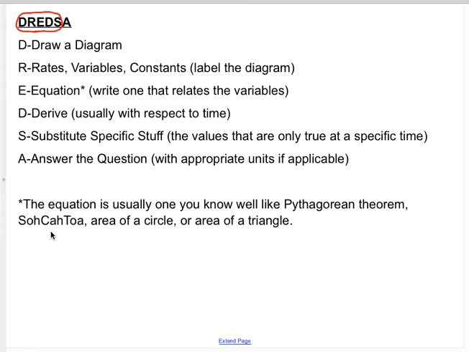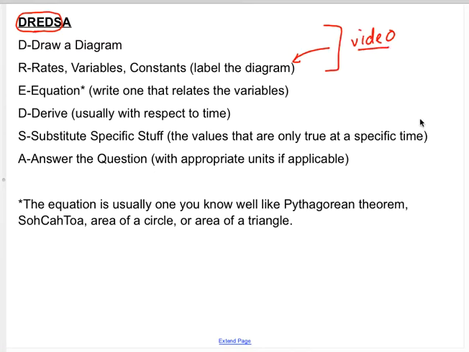D, derive, usually with respect to time. S, substitute specific stuff. Not fun to say that a bunch of times fast. Those will be the values that are only true for a specific time. So the values that go on the diagram here are constants. So picture this as like a video, right? Things are moving. There are rates. The ladder is sliding down the wall.